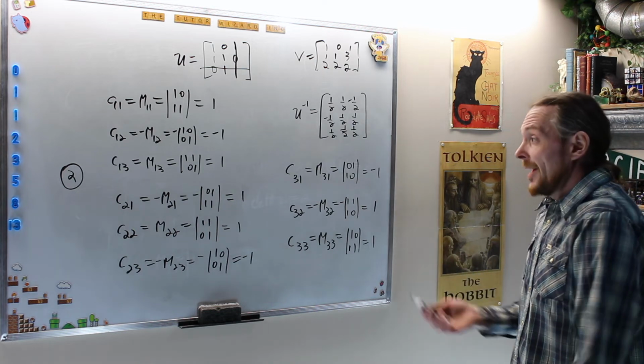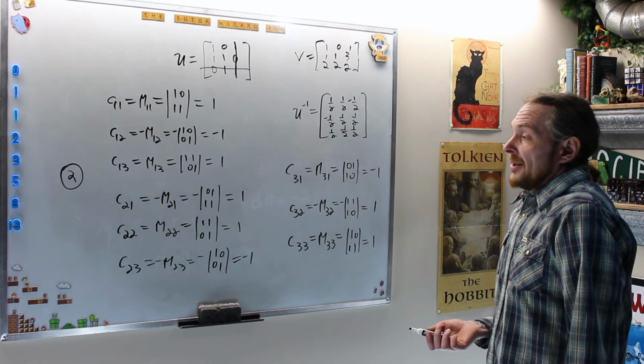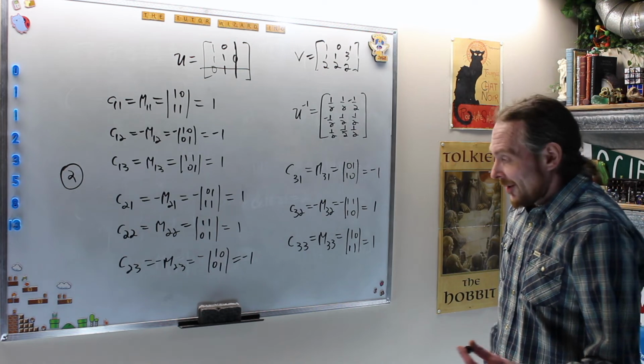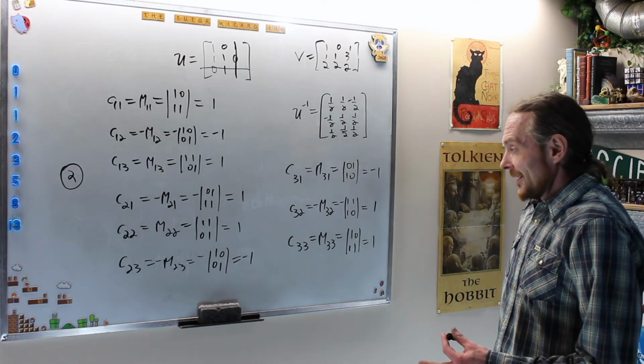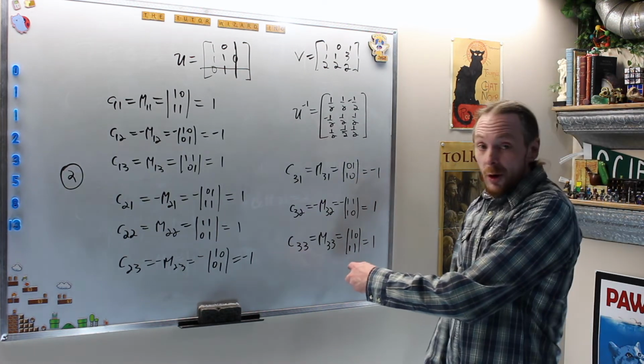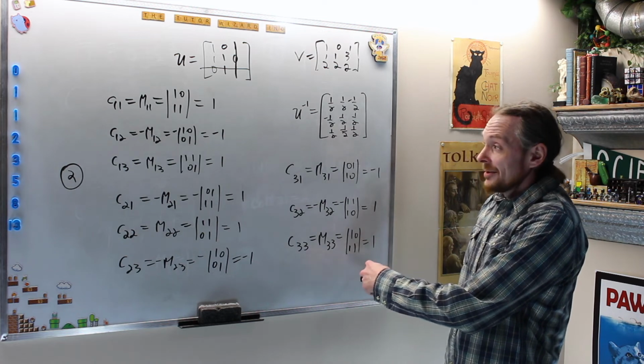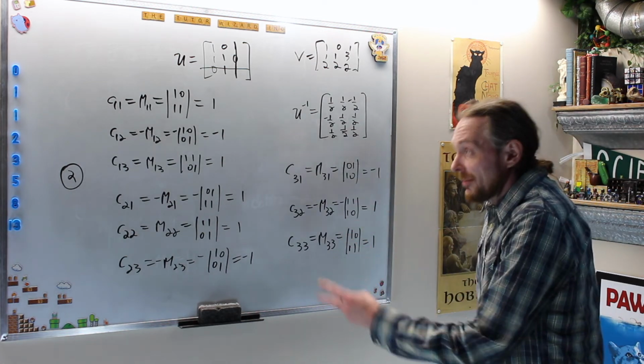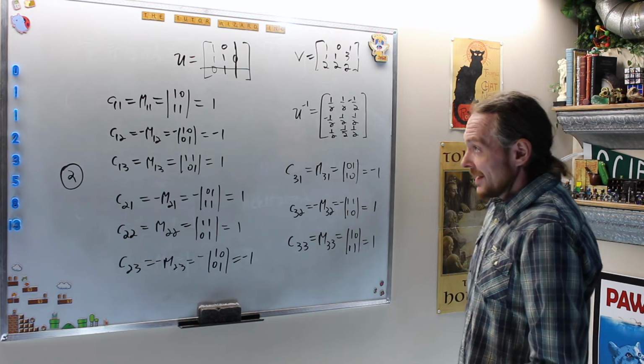Now that we have all the cofactors, I totally screwed up, and so I had to start all the way over again. It was really aggravating. Now that I have all the cofactors, what am I going to do with them? I have to put that into the cofactor matrix.